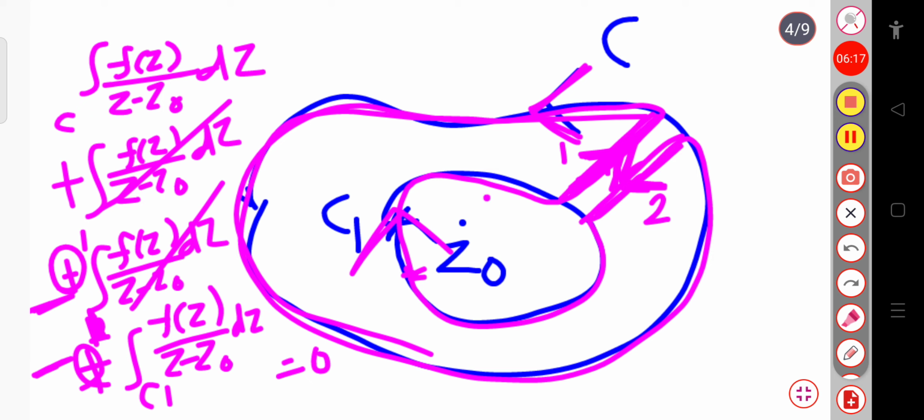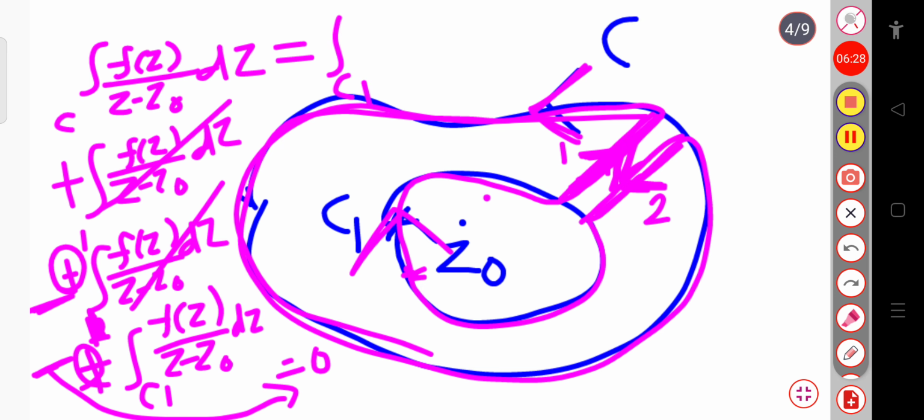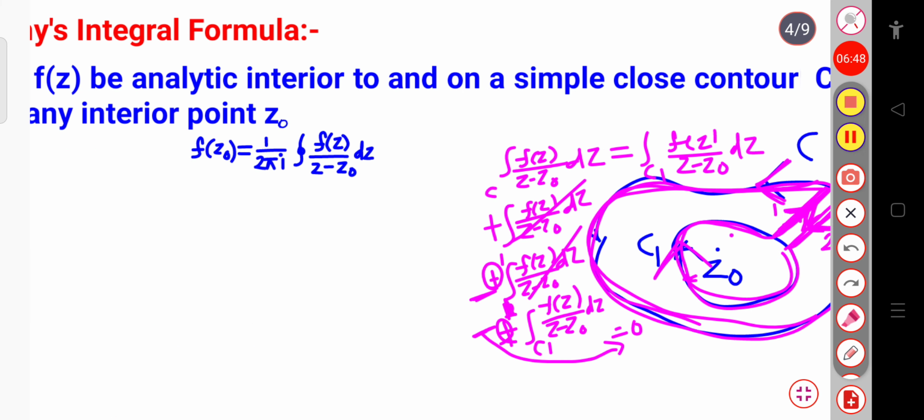So, now if I take this negative sign term to the right-hand side, I can write this as the integral over C1 of f of z divided by z minus z0 dz. Clear? It means that the value we get for the closed contour C will be the same as that of the closed contour C1 integration. Okay. Now, I think this will be clear to you.